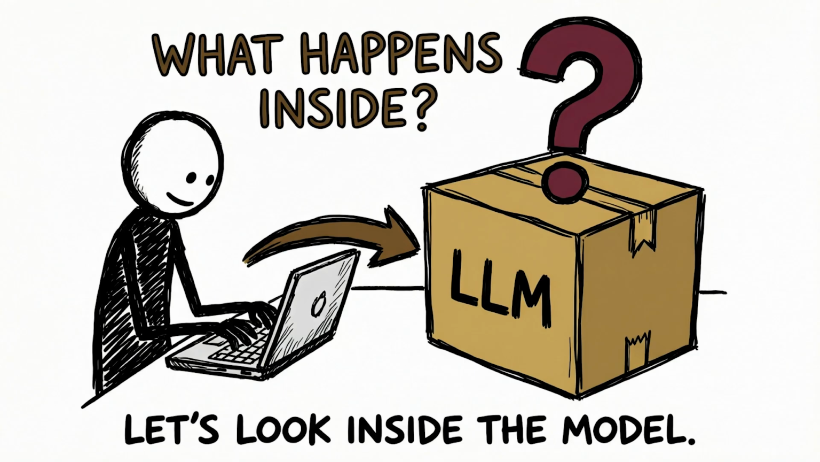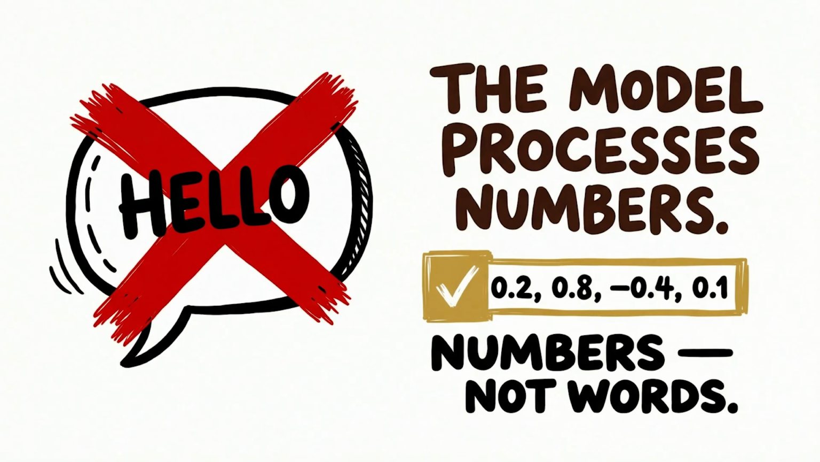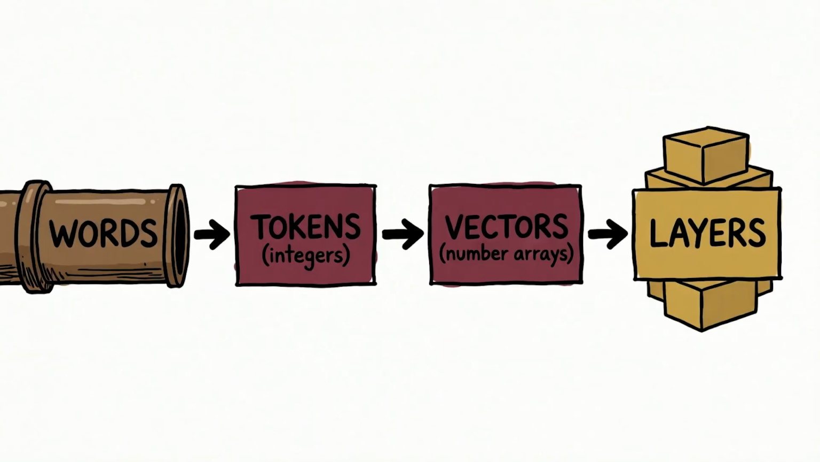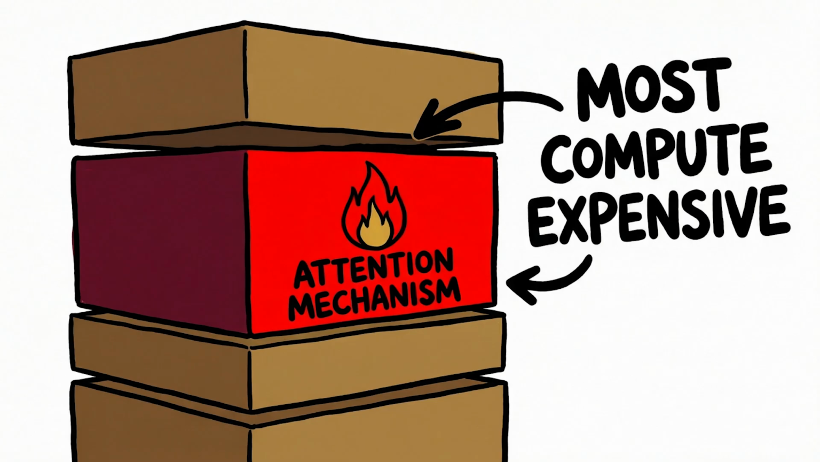To see why GPUs are so well suited to modern AI, let's look at what actually happens when you send a message to an LLM. The model doesn't process words, it processes numbers. Your input is tokenized into integer indices, converted into vectors, and then passed through dozens of layers of computation. The most expensive part of each layer is the attention mechanism.